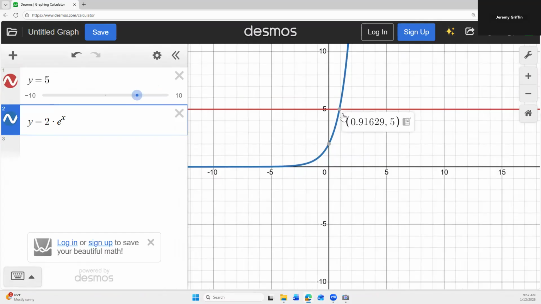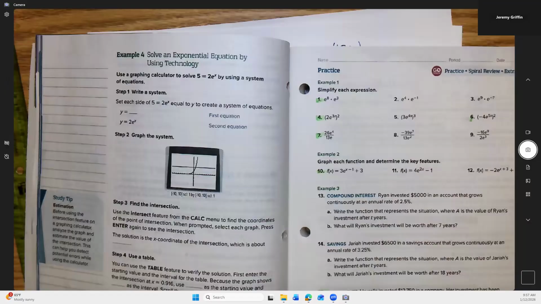Because this is a graphical solution. You guys see that gray dot right there? The two curves cross? So of course the y value is 5. It was always going to be, right? But the x value is about 0.916. So if you plug in 0.916 for x, then you get approximately 5 for y. So you guys can solve graphically. You just type in the two graphs and see where they cross. All right, so you got that.